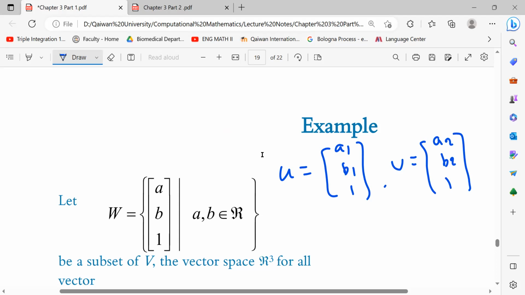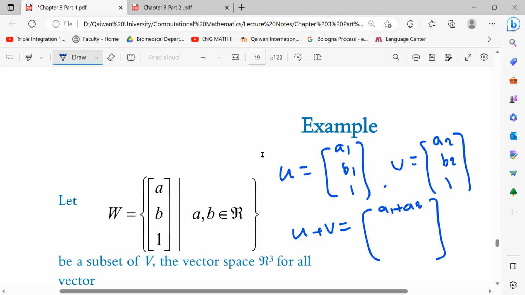Let's find the sum of them. The vectors in W are all of the form where the first two elements are constants and the last one must be 1. It must not be any other value. Look, u plus v is what? It's a1 plus a2, it's okay.